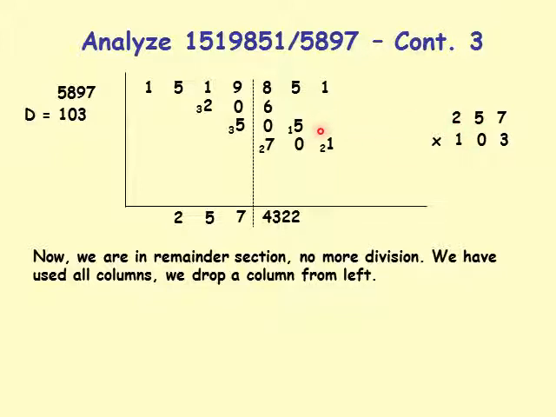This is what we had, and those are the numbers we use here. 2 times 3 is 6. 5 times 0 is 0. 7 times 1 is 7. Now we are in this column here.